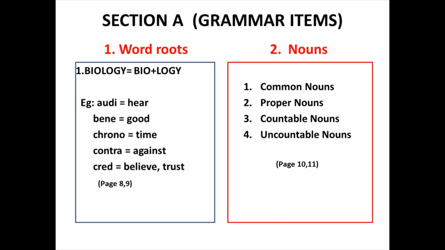For uncountable nouns, you have to have separate units to count them. For example, chocolate. Chocolate is uncountable, but you have to use a unit like a bar of chocolate.